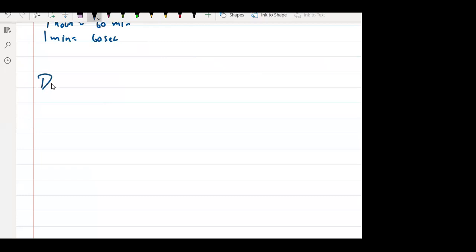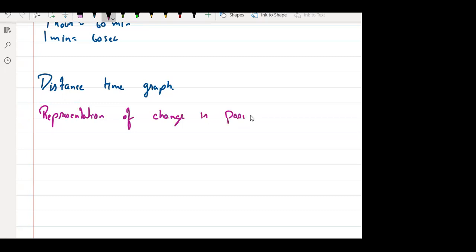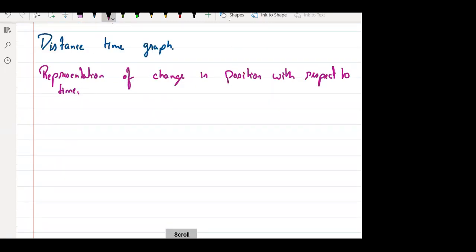So the heading is distance time graph. So see, what's the meaning of distance time graph? So it basically, it is the representation of change in position with respect to time. Right? Now let us see how.